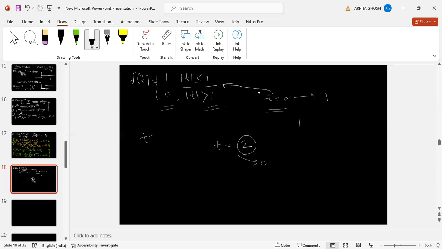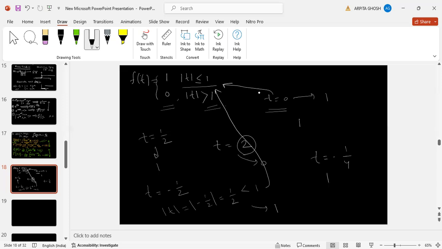Now suppose t equal to half. Half means mod t is less than 1. So function value is 1. Suppose t equal to -half. Mod of minus half is half, which is less than 1, so it falls under this category. Functional value is 1. Suppose t equal to minus 1/4. So mod t is 1/4, which is less than 1. So it falls under the first category, therefore functional value is 1.